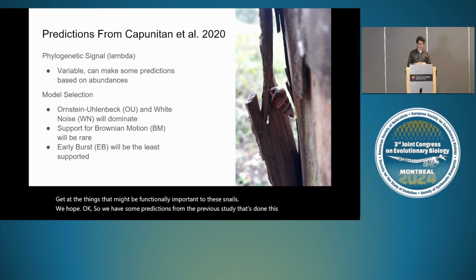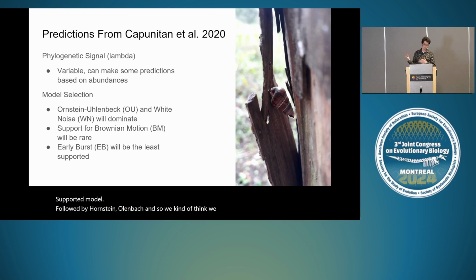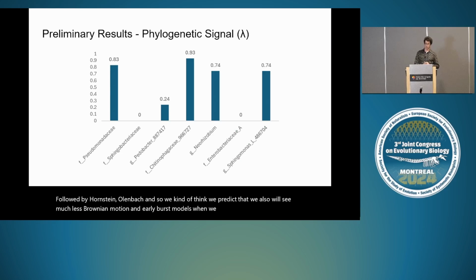Okay, so we have some predictions from the previous study that's done this. Basically, phylogenetic signal is pretty variable. You can make predictions based on the spread of the data and how it looks on the tree. And so we get some microbes that have high phylogenetic signal and some that don't. So we predict the same type of pattern. And then with model selection, they found that white noise was the most supported model, followed by Ornstein-Uhlenbeck. And so we predict that we also will see much less Brownian motion and early burst models when we do our model fitting.